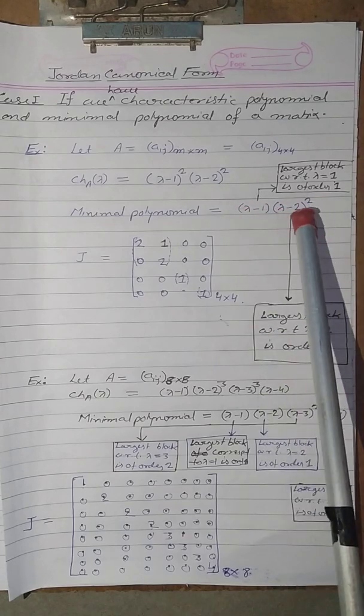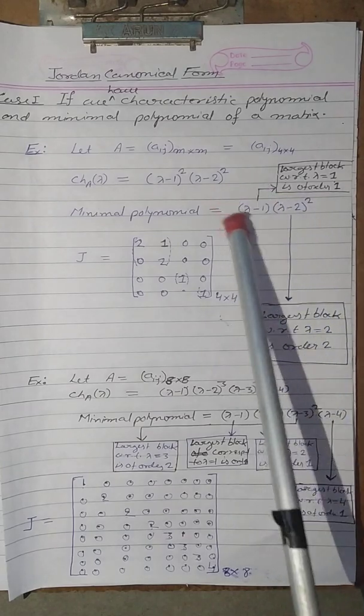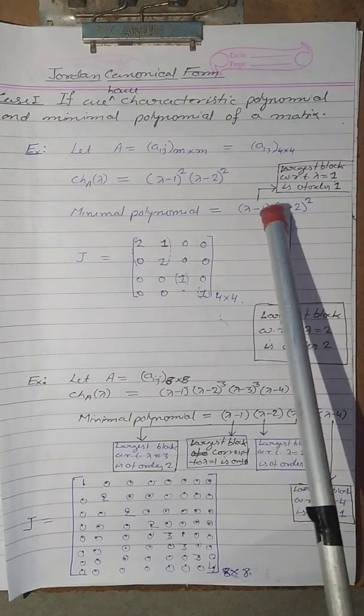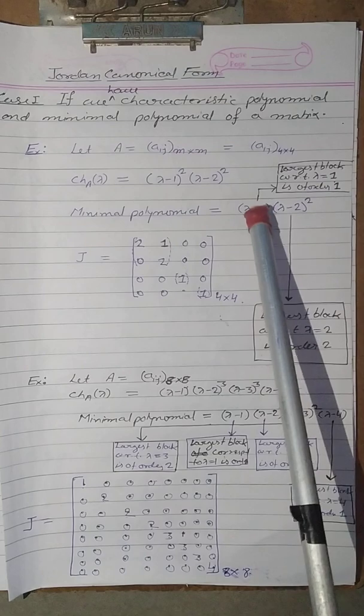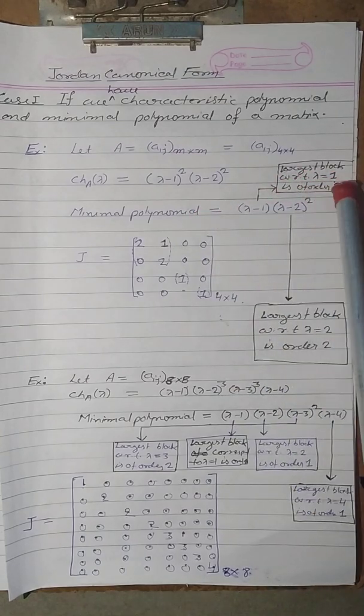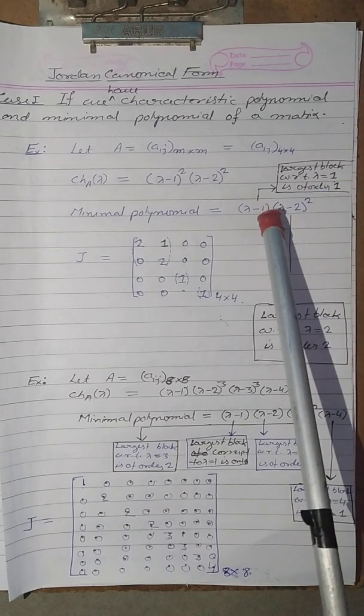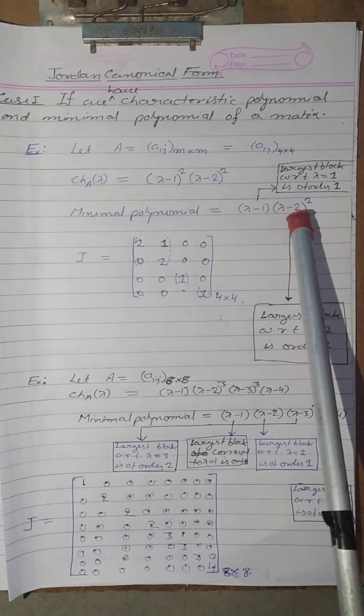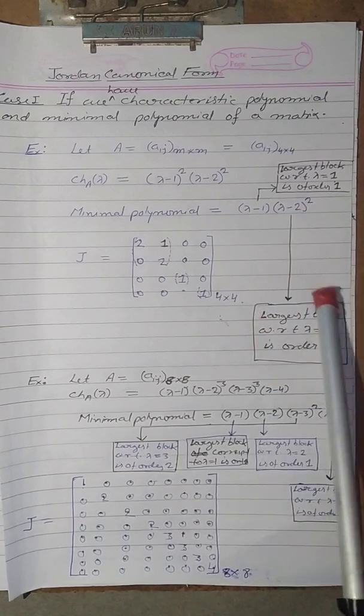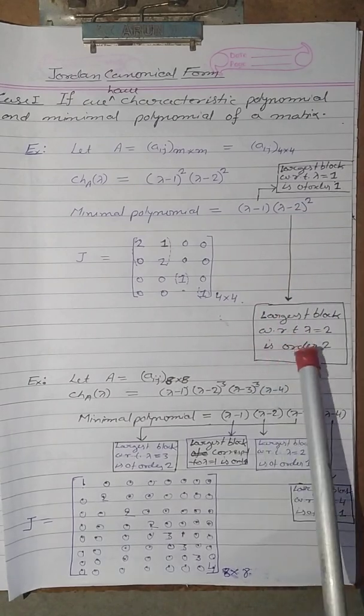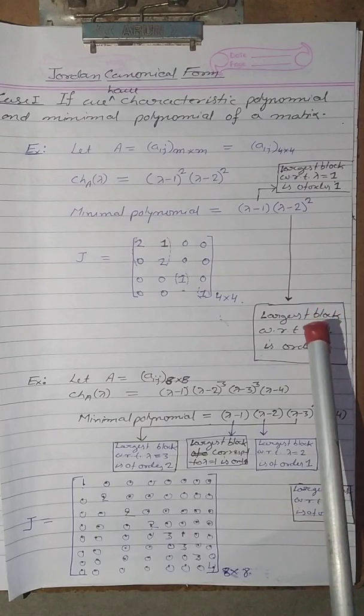multiplicity of lambda equal to 1 is 1 and of lambda equal to 2 is 2 in the minimal polynomial. So (lambda minus 1) to the power 1 shows that the largest block with respect to lambda equal to 1 is of order 1 in the Jordan canonical form, and the largest block with respect to lambda equal to 2 is of order 2 in the Jordan canonical form.